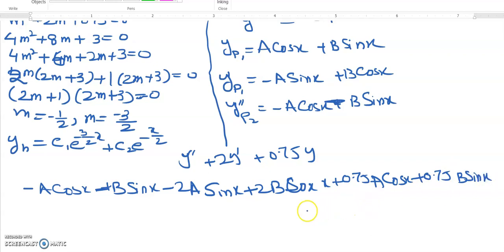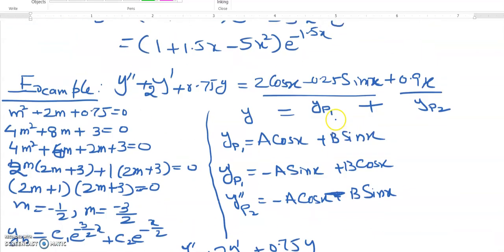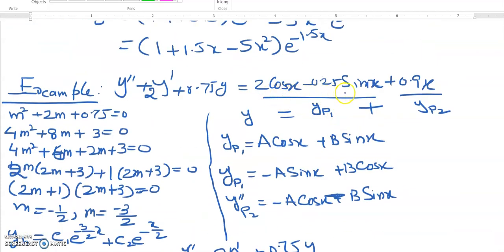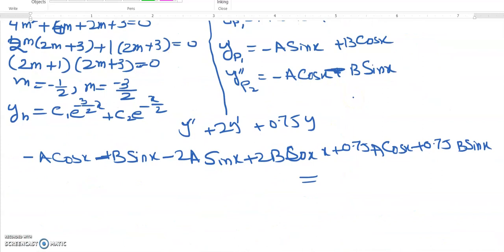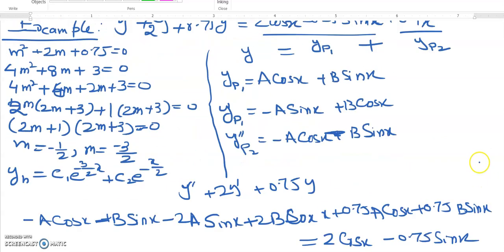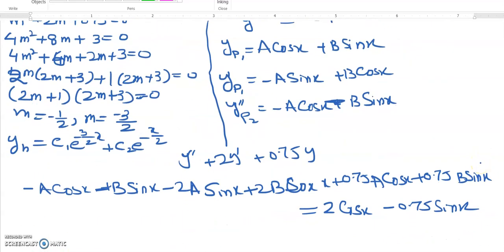So this is a long expression, and it will be equal to the right hand side: 2 cosine x minus 0.25 sine x.